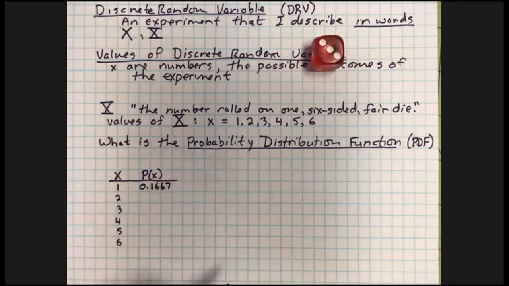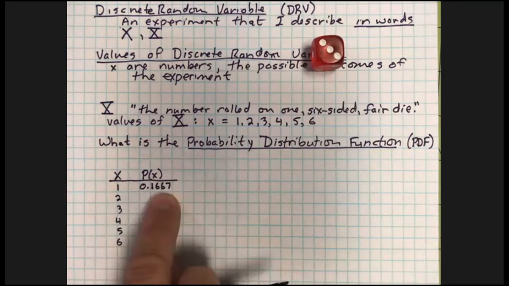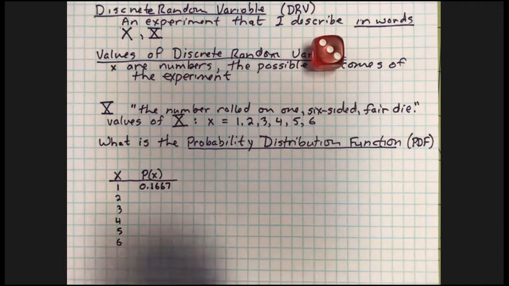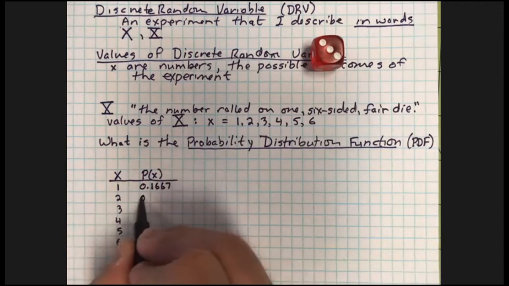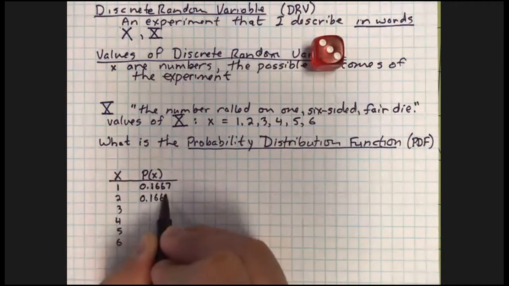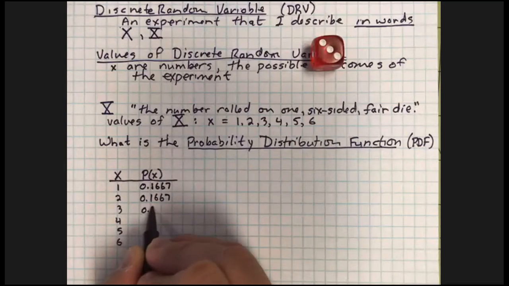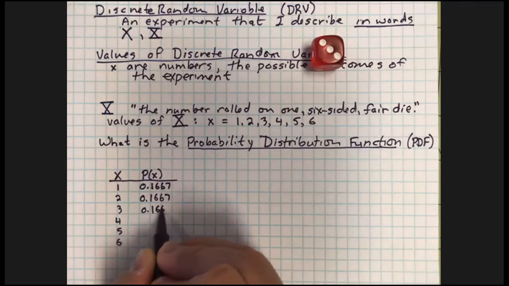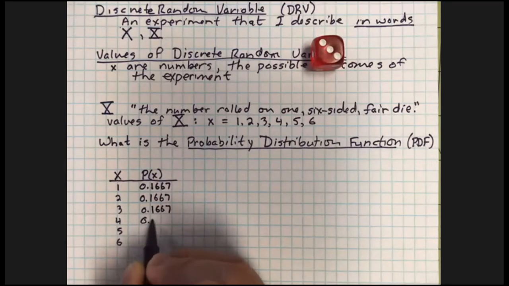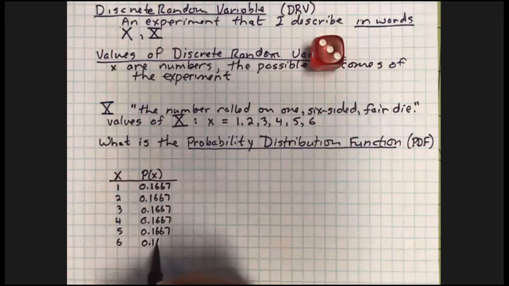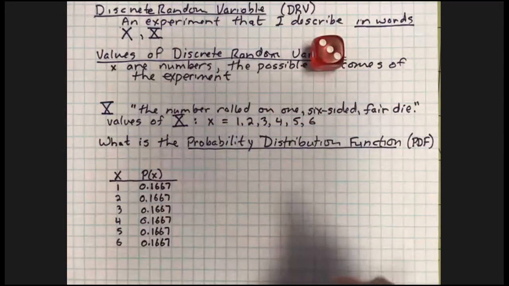1/6 is 0.1667 to 4 decimal places. And let's make the agreement right now that we will use 4 decimal places in all of our calculations, rounding off. And because we know that the probability is equal for all six sides of this dice, there is the entire probability distribution function.